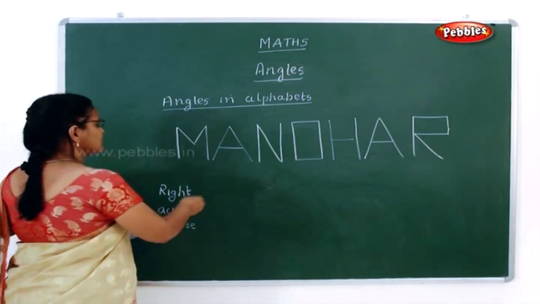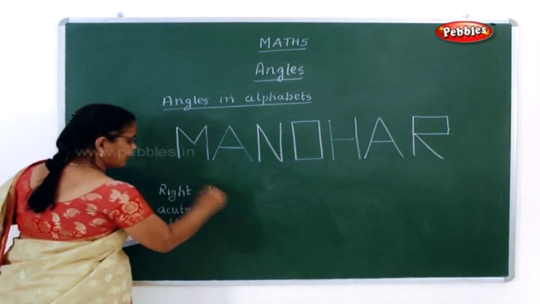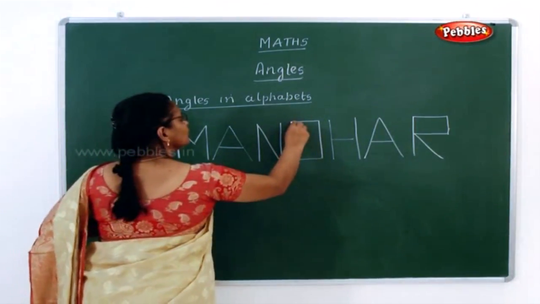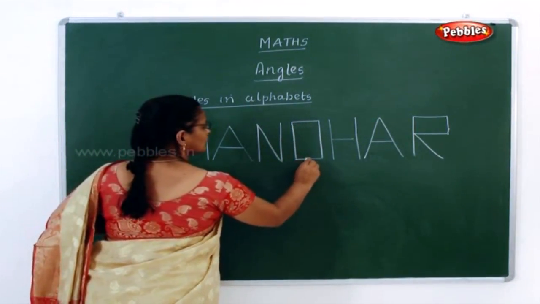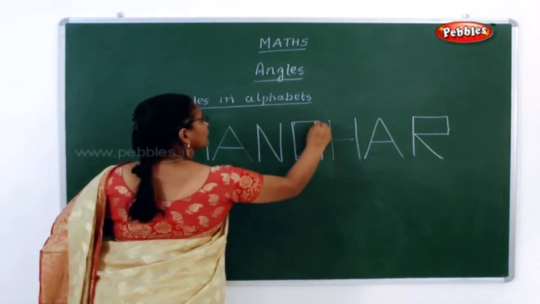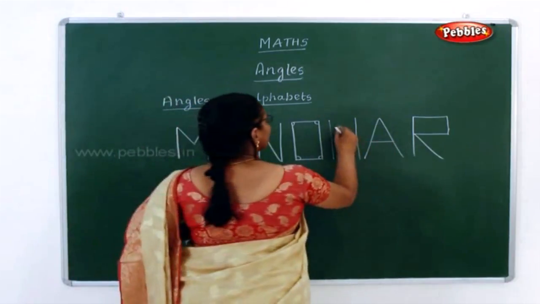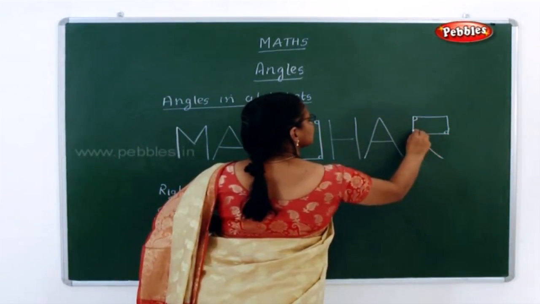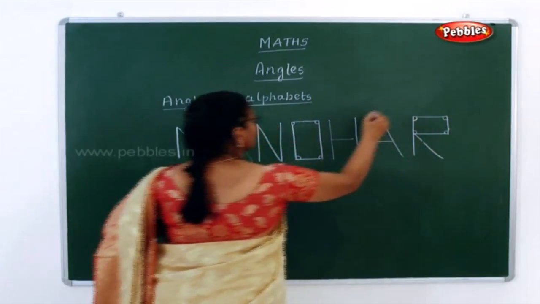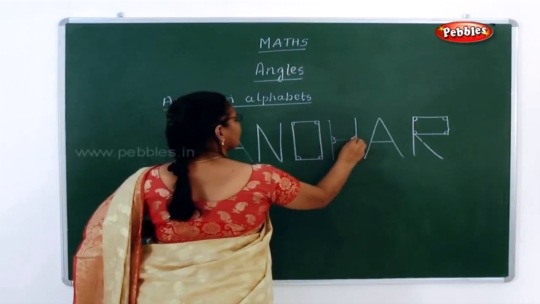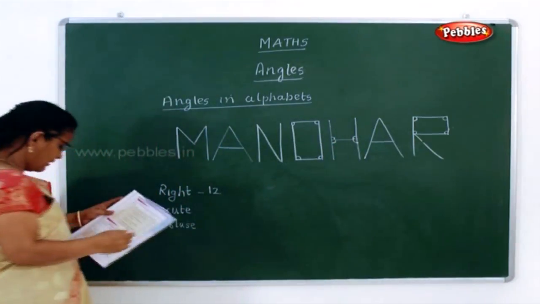Now, how many right angles are here? There are 12 right angles. Now, I will tell you how there are 12 right angles. See, 1, 2, 3, 4, then here 5, 6, 7, 8, 9, 10, 11 and 12. So there are 12 right angles.